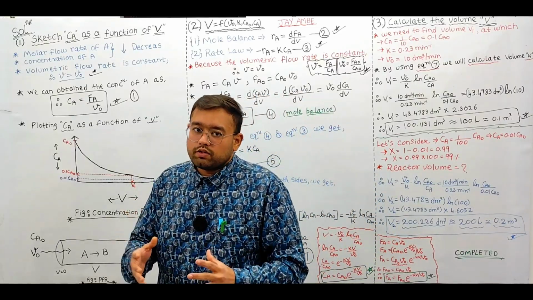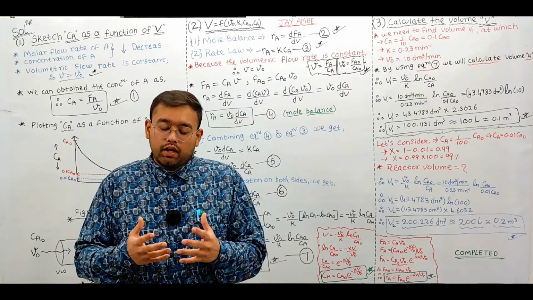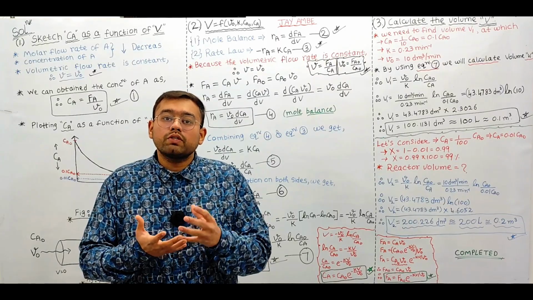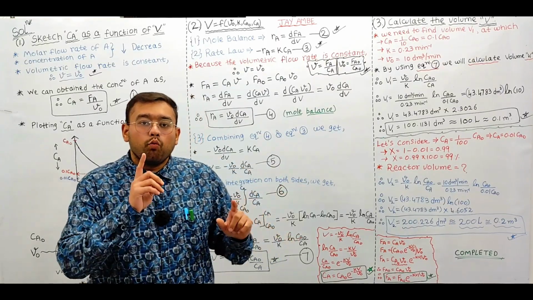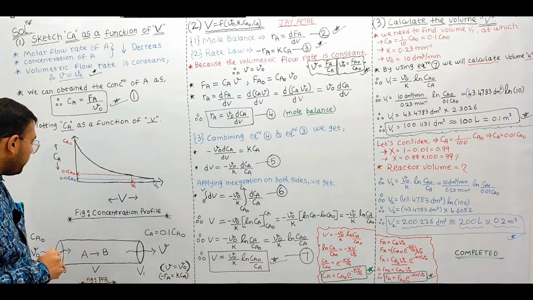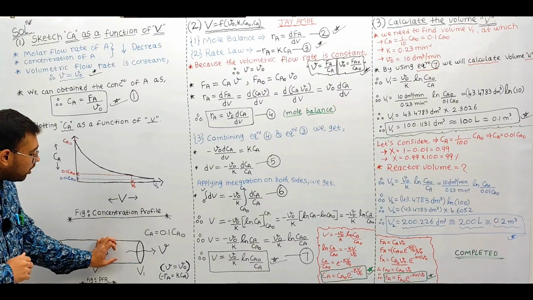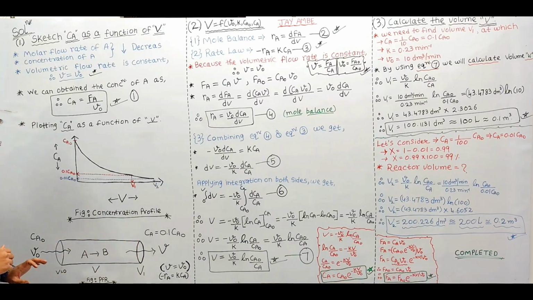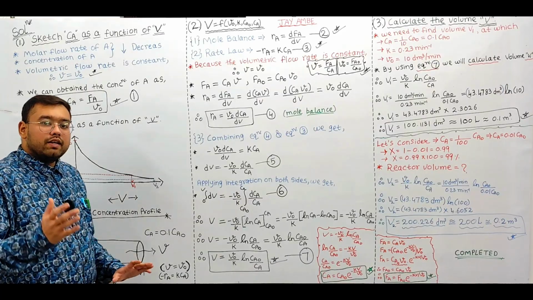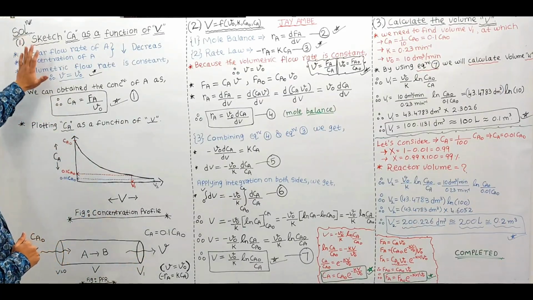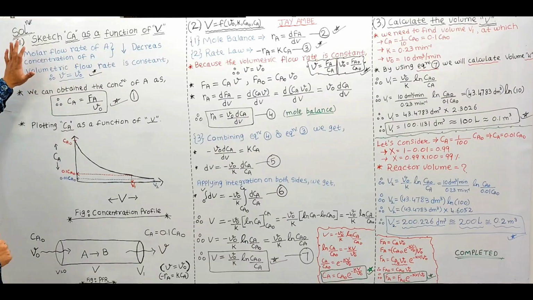So we need to understand how the concentration varies with respect to the volume and length of the plug flow reactor in the axial direction. So how the concentration changes with respect to the volume and the axial direction in the plug flow reactor. Okay, so let's get started. So here is the first part solution.